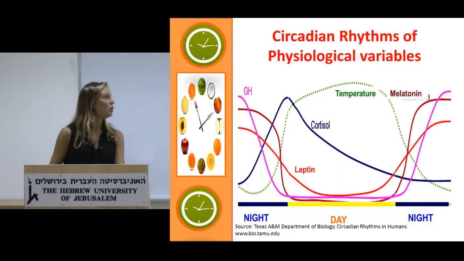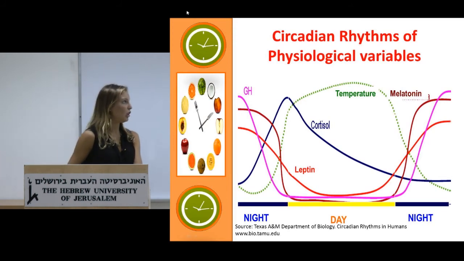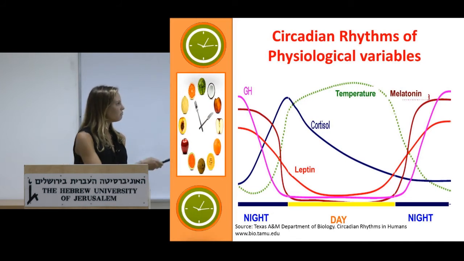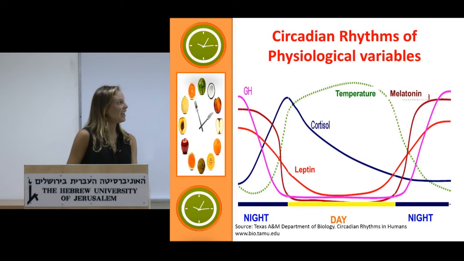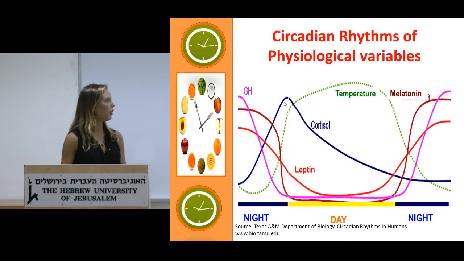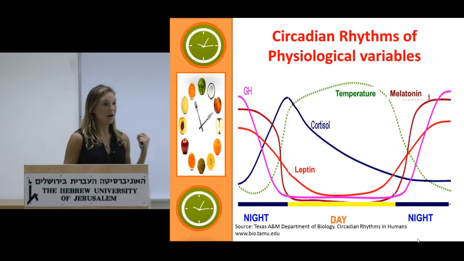Then I want to show you some circadian rhythms of physiological variables. Early in the day, we start with our peak of cortisol. Here we have our peak of cortisol at the very beginning of the day, because we need to be alert. We need our stress hormone to start our day. Then this keeps going down until it reaches the night.